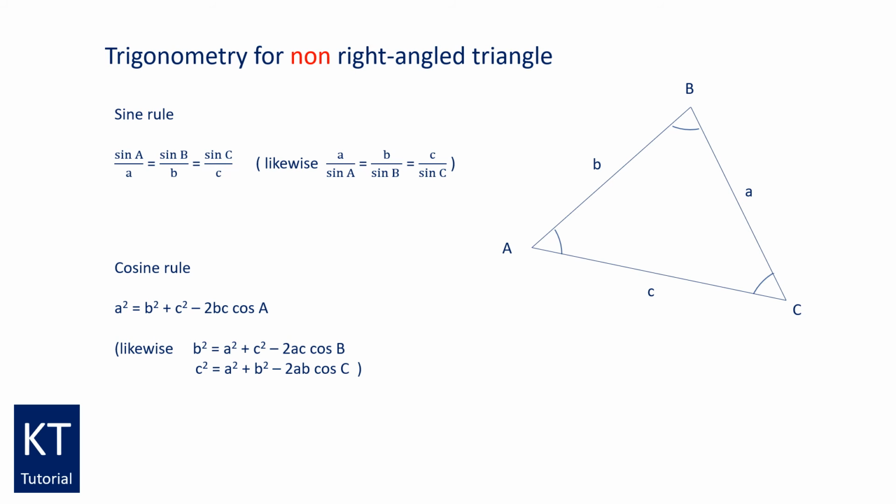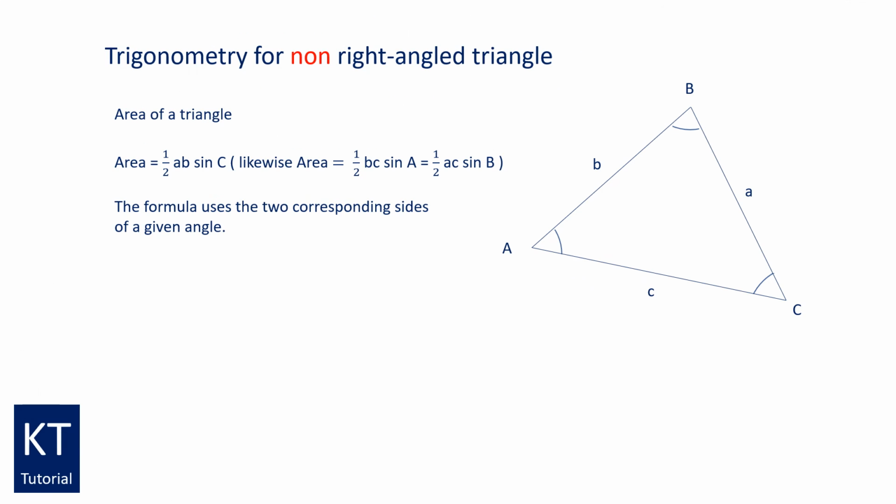As for trigonometry for non-right angled triangle, there are two rules. Sine rule has its sine A over A being equal to sine B over B being equal to sine C over C. Its cos rule would have A squared being equal to B squared plus C squared minus 2BC cos A. Separately, the area of a non-right angled triangle can be calculated as half AB sine C.